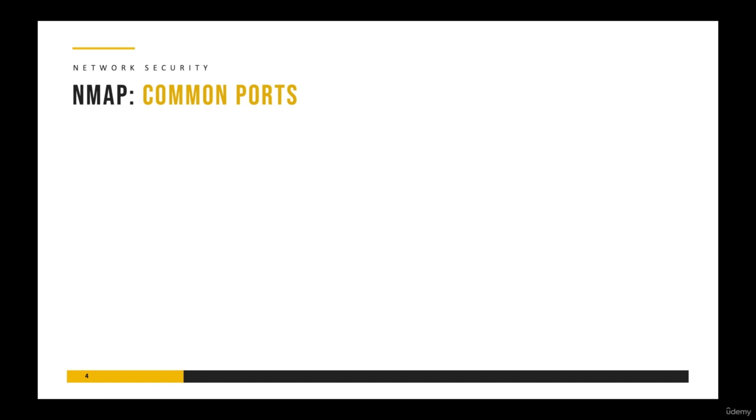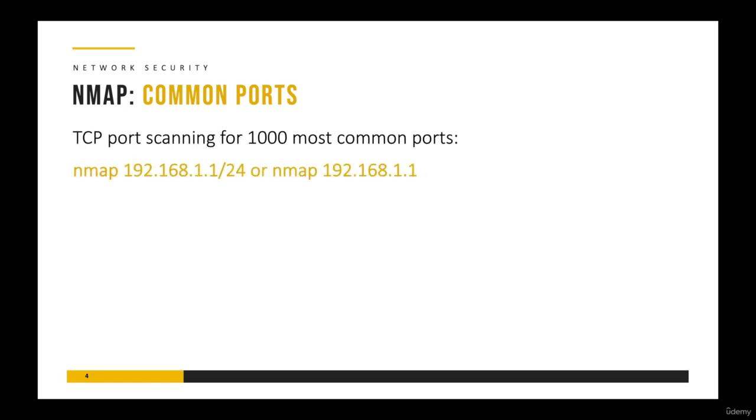So let's have a look at some of the commands used for port scanning. First of all, we'll see how we can scan 1000 common TCP ports. The command used is nmap, and then you can either specify the range of IP addresses using the mask. So for example, 192.168.1.1 and then the mask 24. All of this range of IP addresses would be scanned, or alternately, you can specify a single IP address, in which case the 1000 ports would be scanned for this system only, whereas in this case, the common 1000 ports would be scanned for this range of IP addresses.